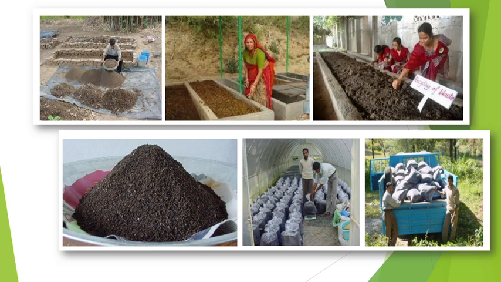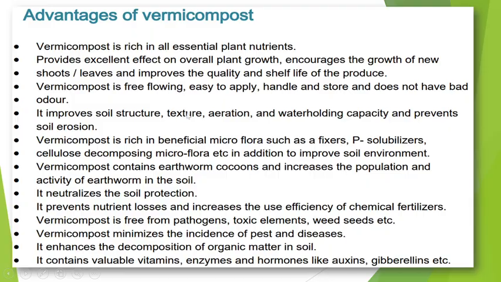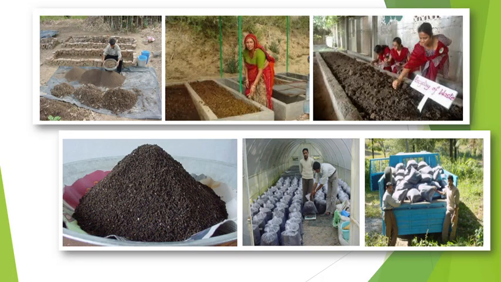Look here, the process of vermicomposting is shown. A man is making a column pit here and using material. These are the column pit method of vermicomposting. Look here, this is vermicompost, a fine granular, black, crumbly material. Then it is ready for transportation. Storing and packaging is done and it is ready to transport.